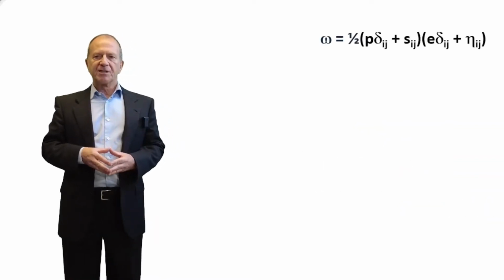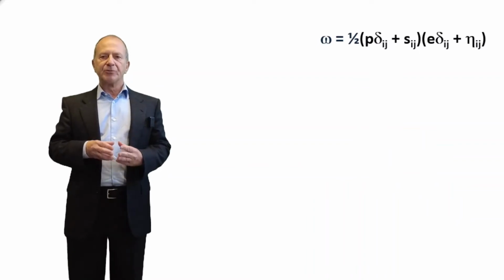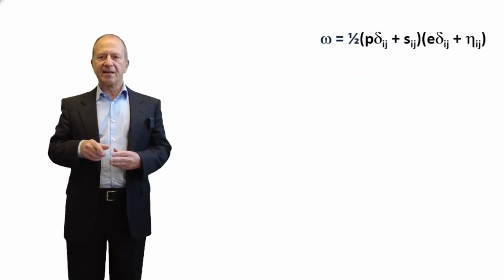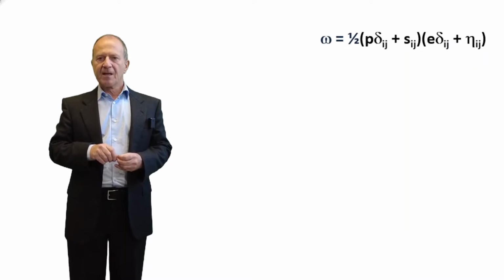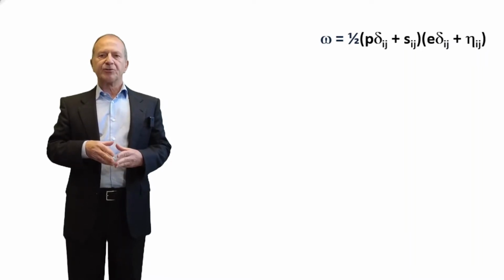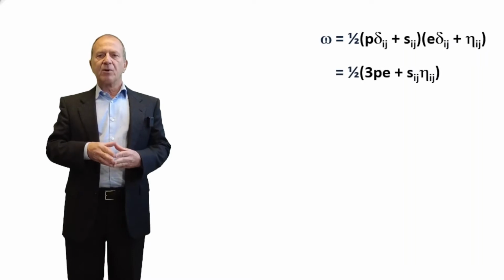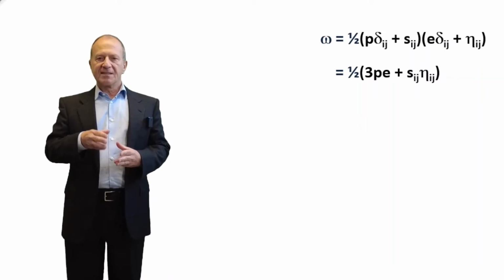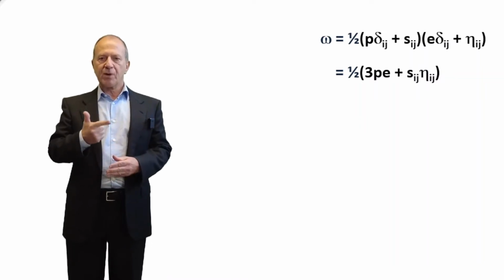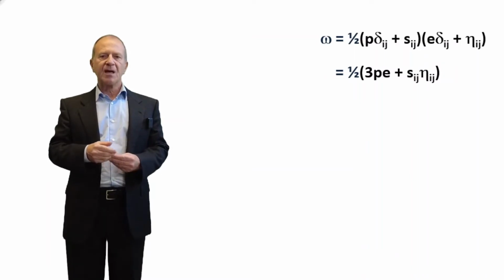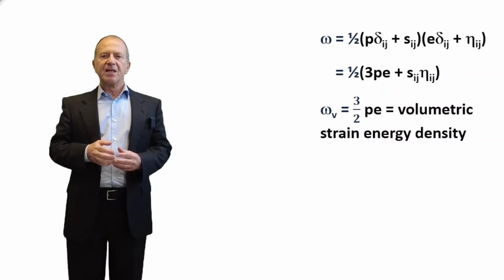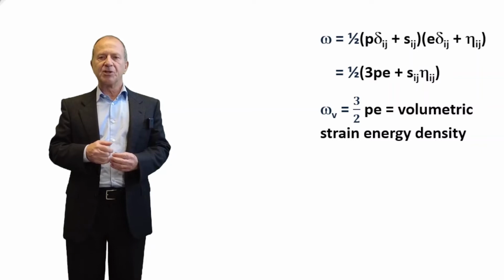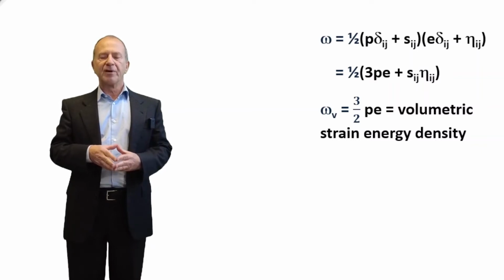Using these decompositions, the strain energy density omega can be rewritten as 1/2 of (P delta ij plus Sij) times (E delta ij plus eta ij). But as the deviatoric tensors are traceless, we'll simply get omega equal to 1/2 of (3 times P E plus Sij eta ij), as delta ij delta ij is 1 plus 1 plus 1, that is 3. The first term, omega v, equal to 3/2 of P times E, is the volumetric energy density, which is responsible for the volumetric strain of a material element.